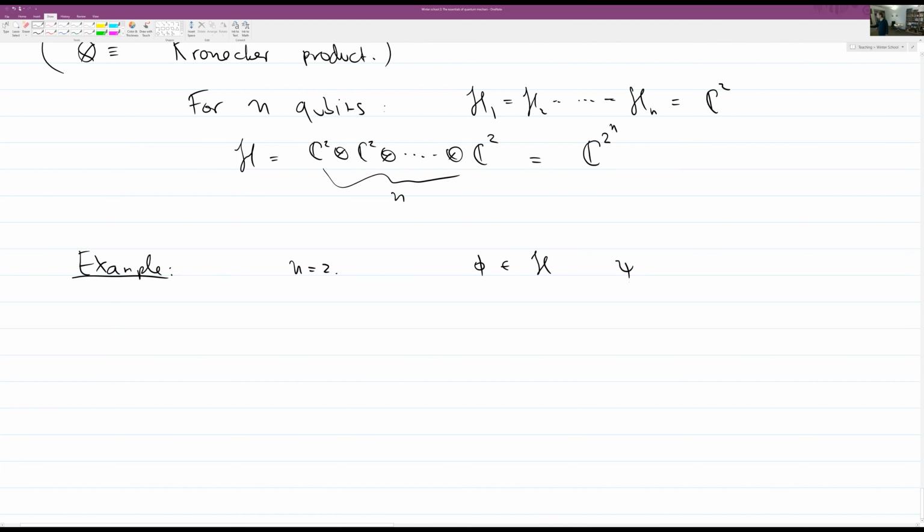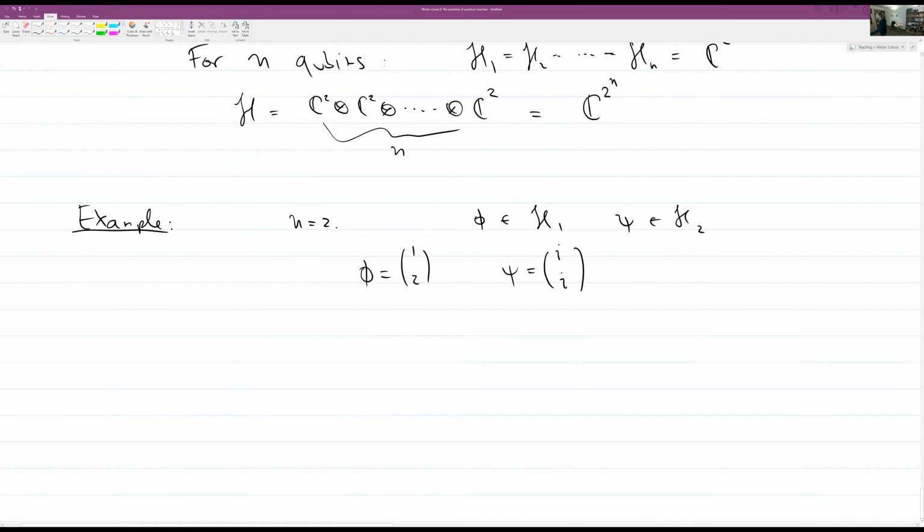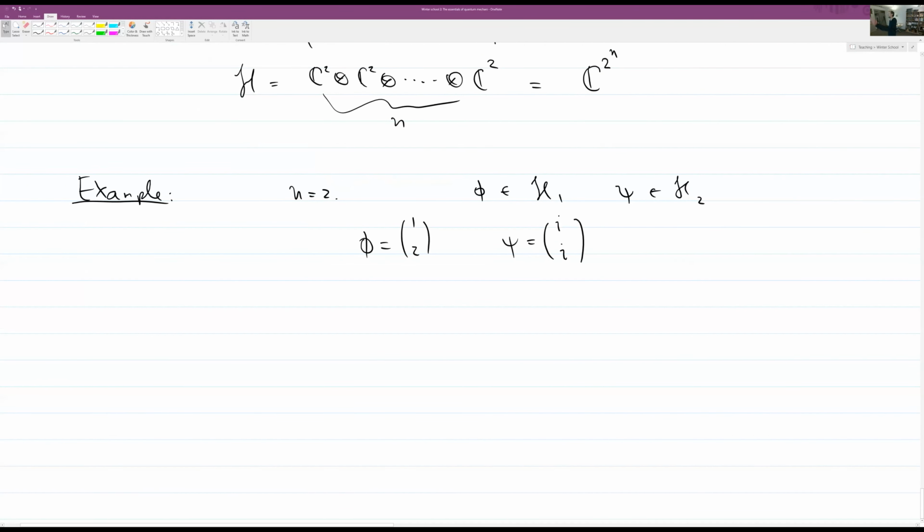Psi. Phi is a vector like, I don't know, (1, 2), and psi is the vector i. Now, to build up elements of this weird tensor product space, what do you do? Well, you take the tensor product. Given a vector in one Hilbert space, a vector describing another qubit, a vector in this other Hilbert space attached to the second qubit, we can build up a bigger vector.